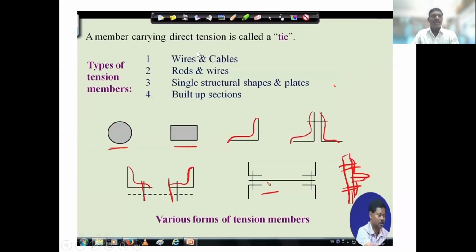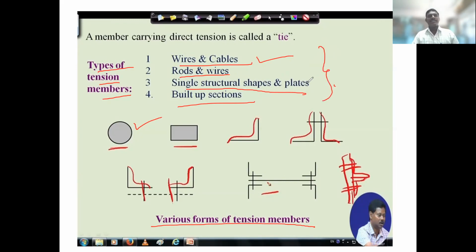again, you can see the various shapes or various forms of the tension member. So here we have written various forms of the tension members. Here a circular bar is there. Initially we will see various types of the members. Wires and cables are one type of tension member. Rods and wires also, single structural shapes and plates, and built-up sections. So these four types of tension member we can use in steel structures.